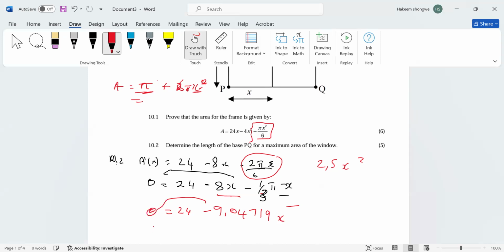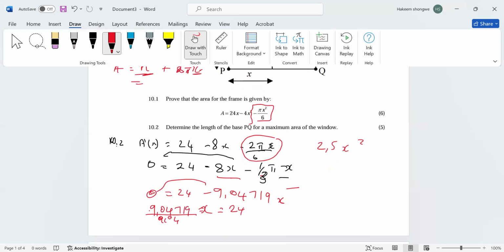Yes. And then we have 9.04719x, which is going to be equal to 24. You divide both sides by 9.04719. Even this side you divide by 9.04719. Therefore, x is going to be, let's check x.